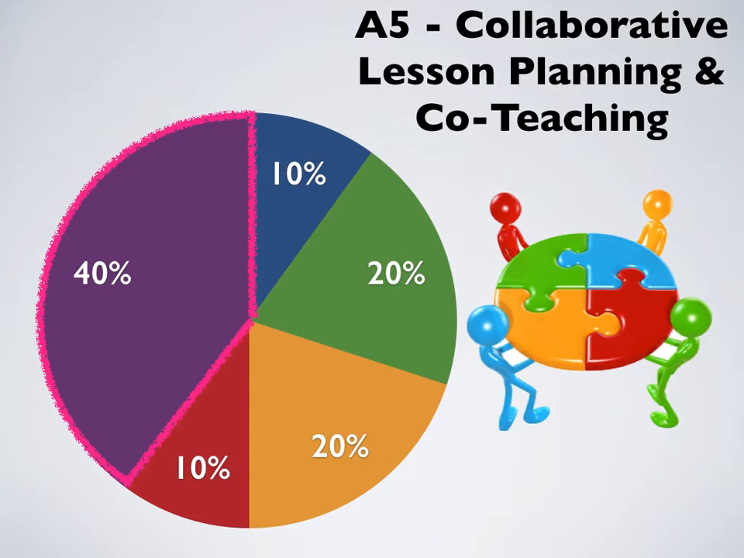Assignment 5 involves collaborative lesson plan adaptation and design, as well as implementation with a co-teaching model. This project involves nearly every component that we will cover this semester and is worth 40% of your grade. There are 3 parts to this assignment.